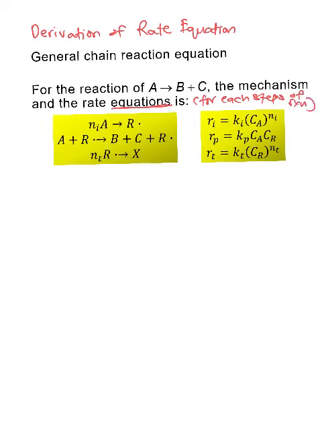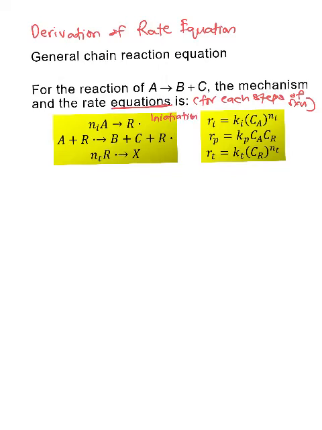So the general mechanism: Ni, any number of moles or any stoichiometric coefficient of reactant A, will react to produce a radical species R. The step that produces a radical species, we call it an initiation step. So the first reaction is the initiation step.